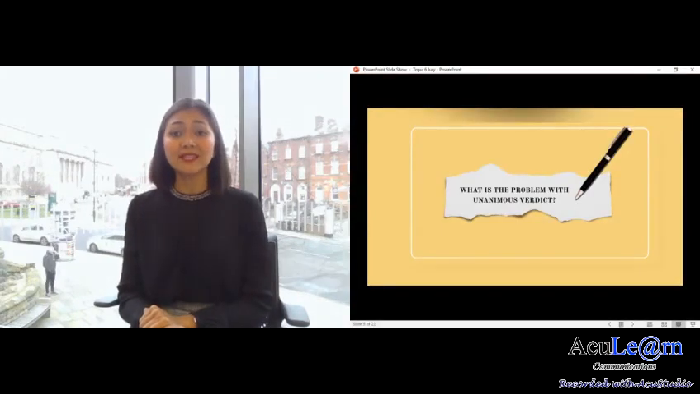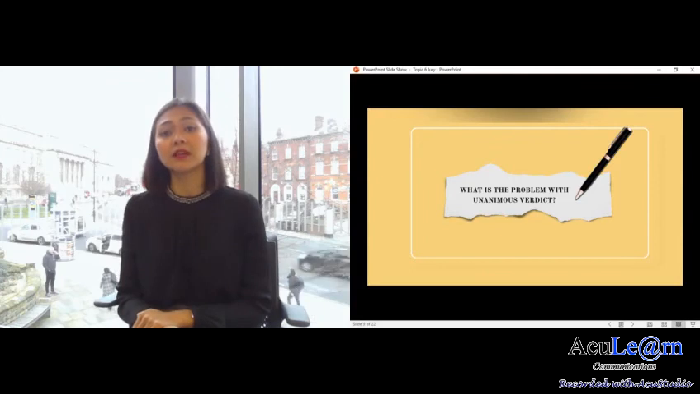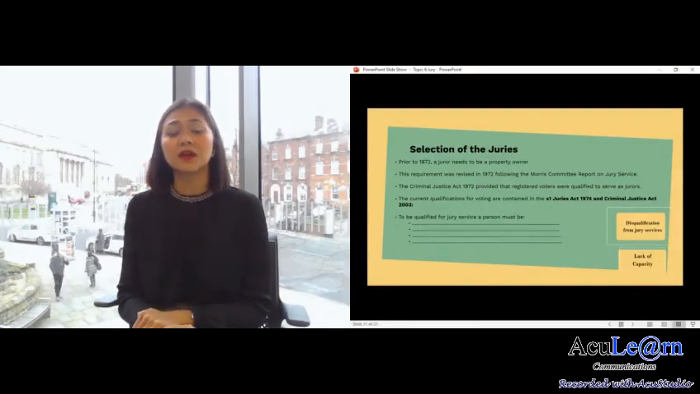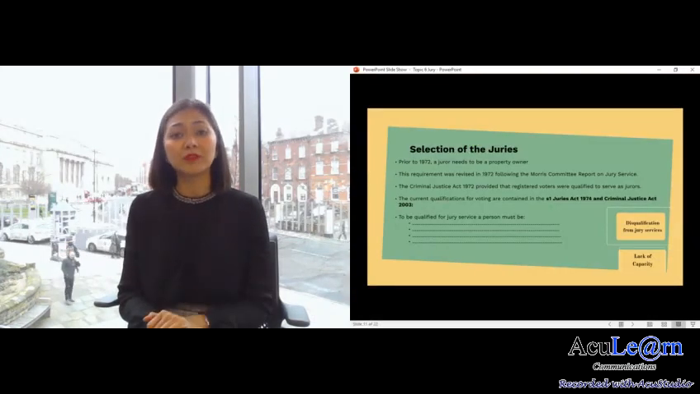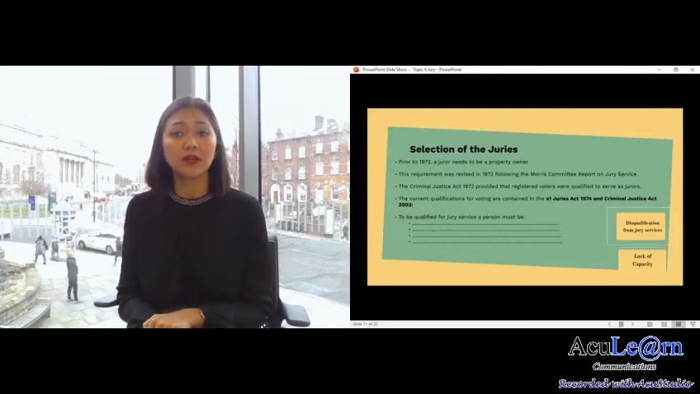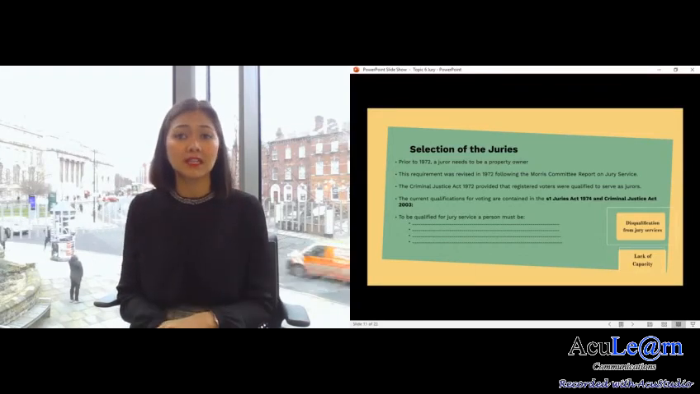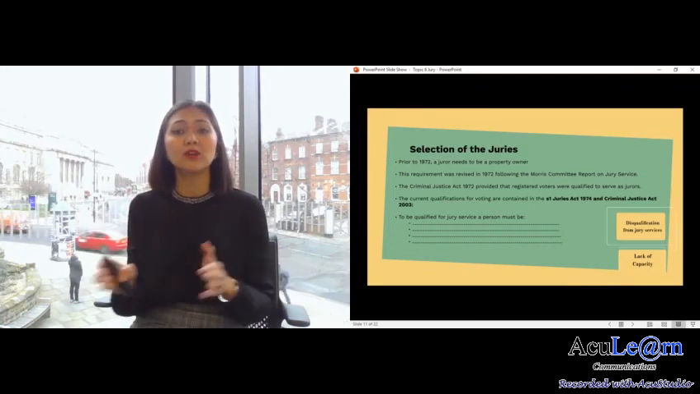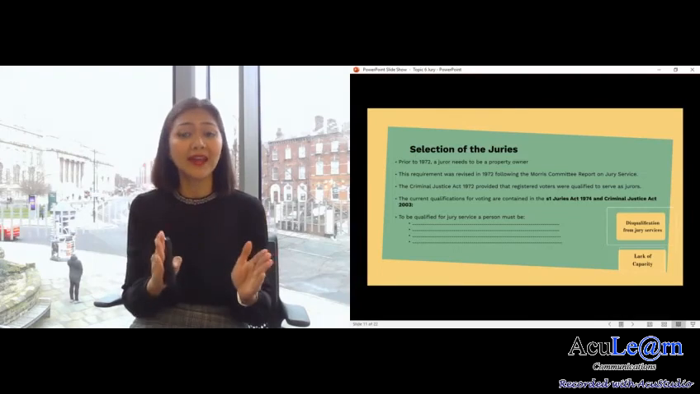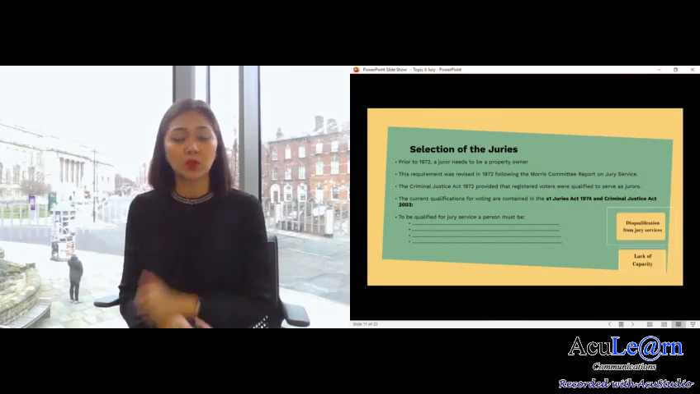So, what is the problem with unanimous verdict? Because, as I mentioned earlier, it is difficult to obtain a 12 out of 12 decision. So that's where the majority verdict has been introduced, where as long as you can get 11 to 1 or 10 to 2, majority 10, then it's sufficient. The judge can accept the verdict, either guilty or not guilty.